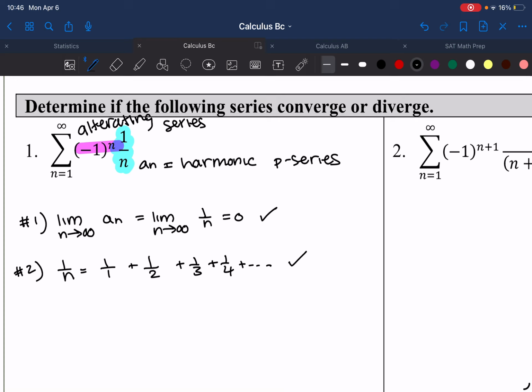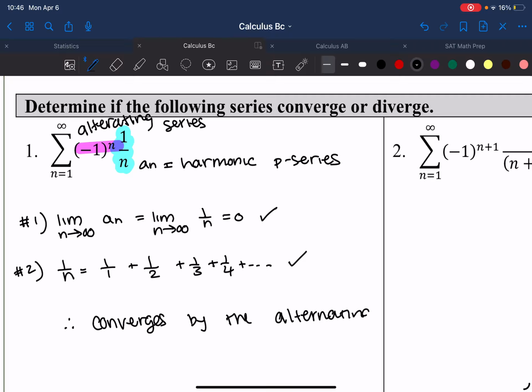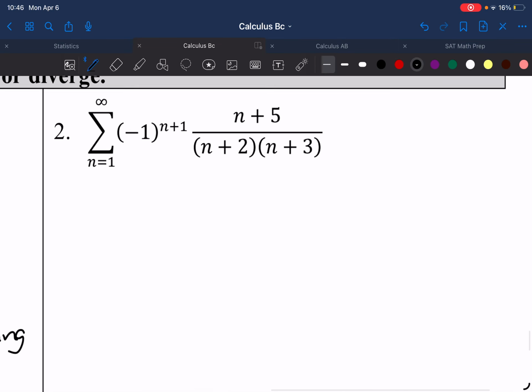And so since both of these conditions are met, we can conclude, so therefore, this series converges by the alternating series test. So if we were to see this again, we know that an alternating harmonic p-series always converges. Okay, let's look at number 2.